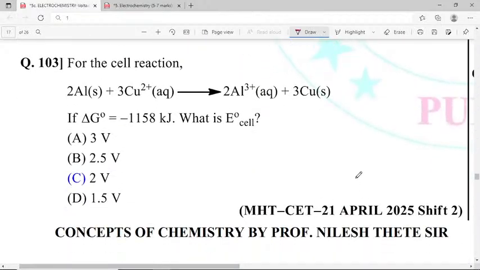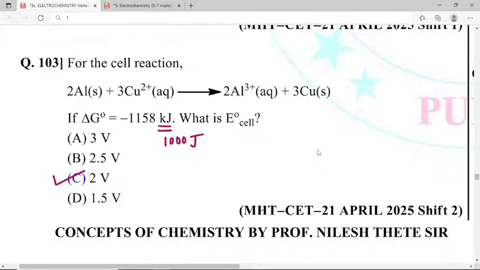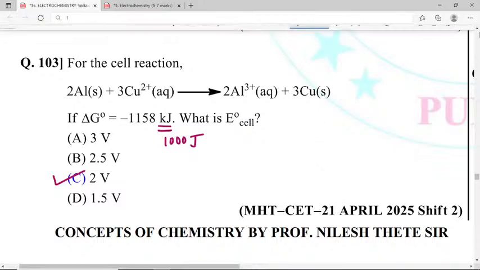Next question, for the cell reaction, what is the E naught cell? This is a repeated question, 2 volt. Repeated in 2024, please check that in 2024. As it is, the question has kilojoule, convert kilojoule into joule. That's a 1000. Take 1000 joule. And calculate E naught cell.